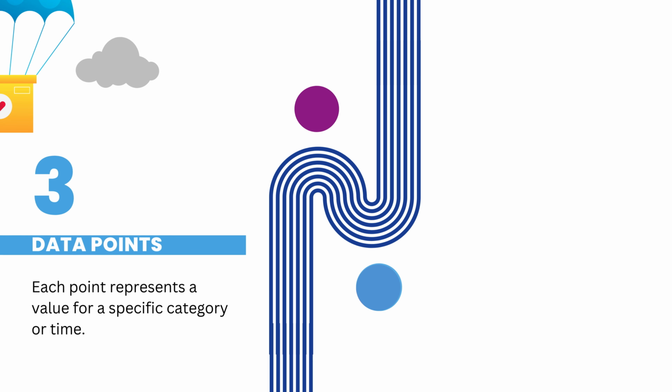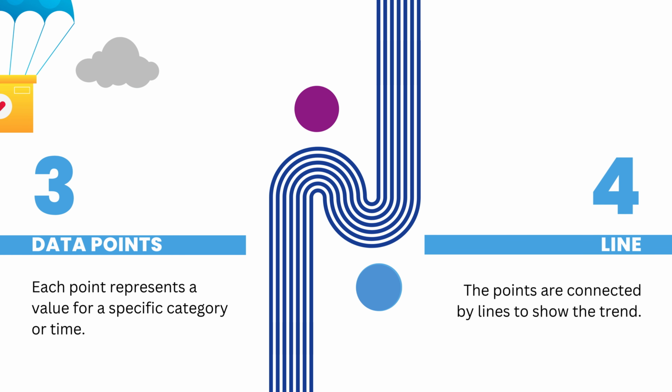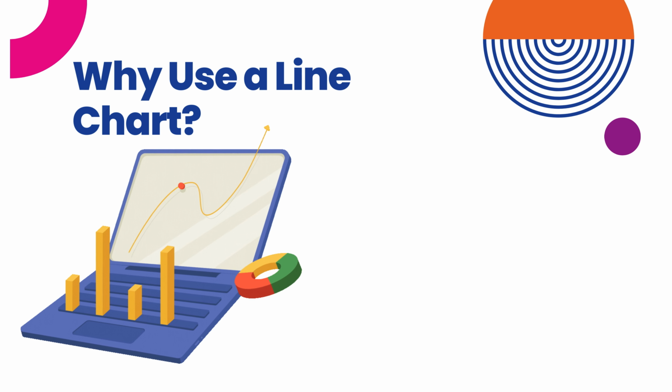Third, data points: in this, each point represents a value for a specific category or time. Fourth, line: in this, the points are connected by lines to show the trend. Why use a line chart?